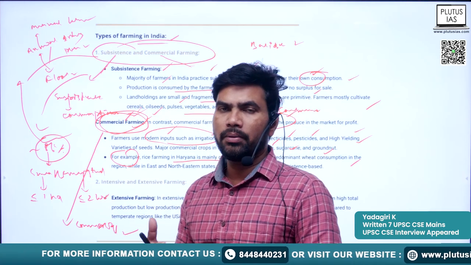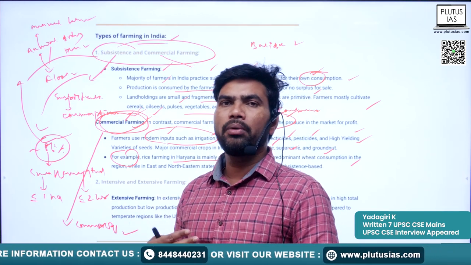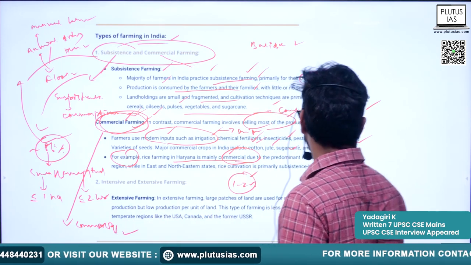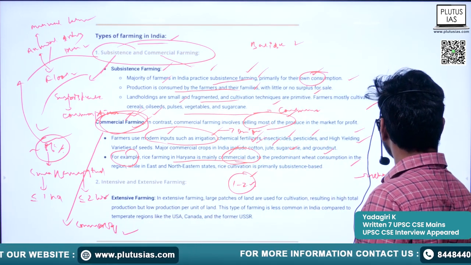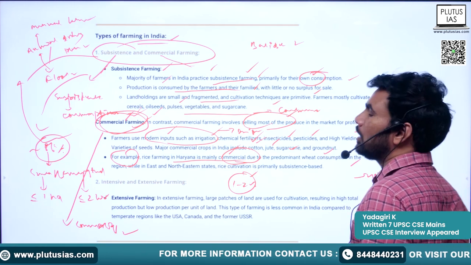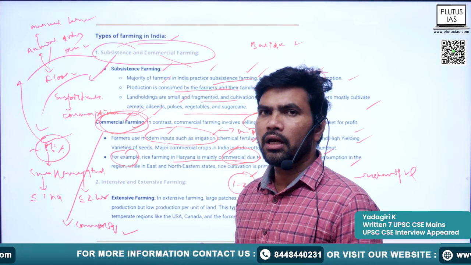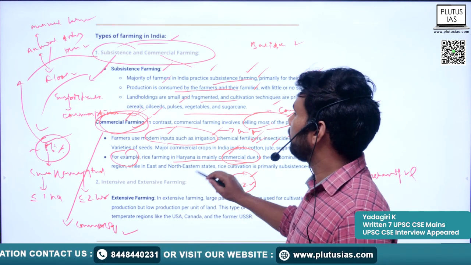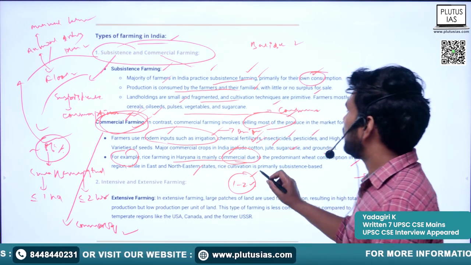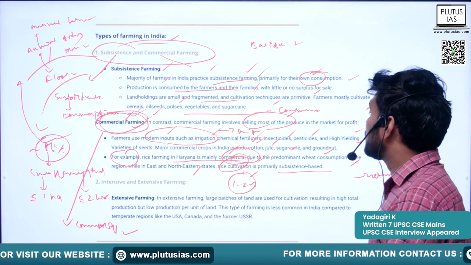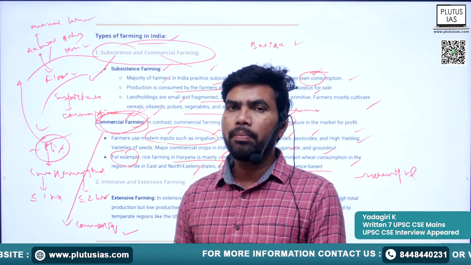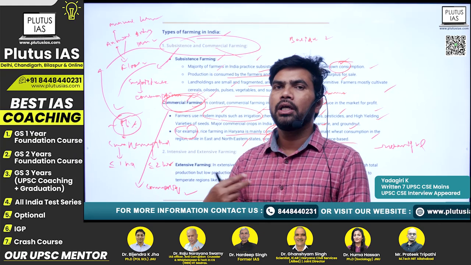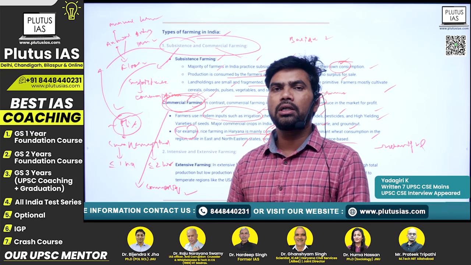The Haryana and Punjab region is predominantly a wheat consuming region. However, in the Kharif season, they are cultivating rice as a commercial crop, right? In the east and northeastern states, rice cultivation is primarily subsistence based, because whatever paddy or rice they produce, they use for their own consumption, right?